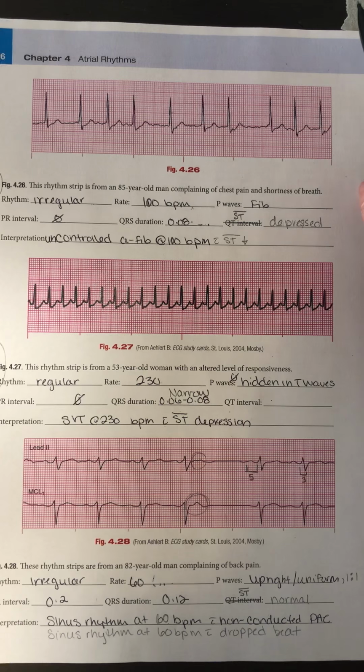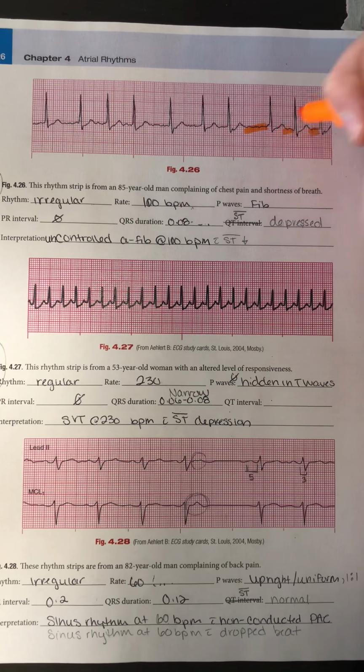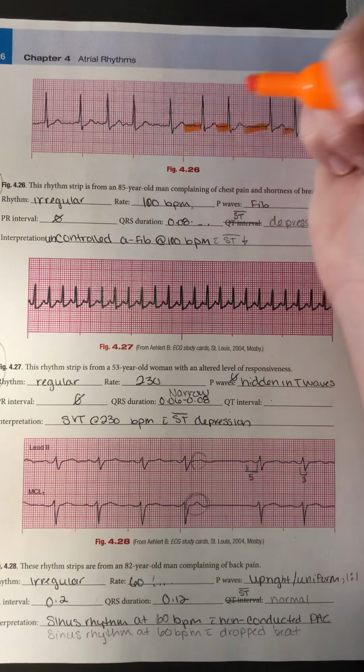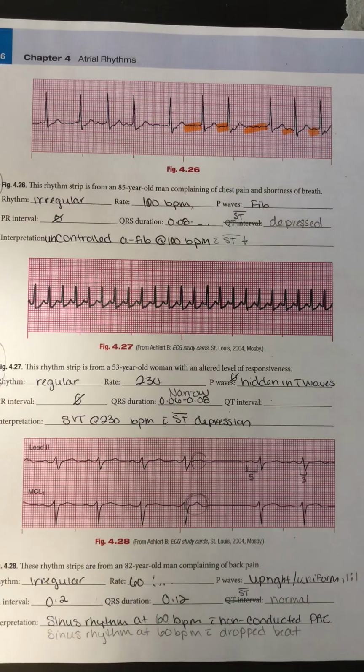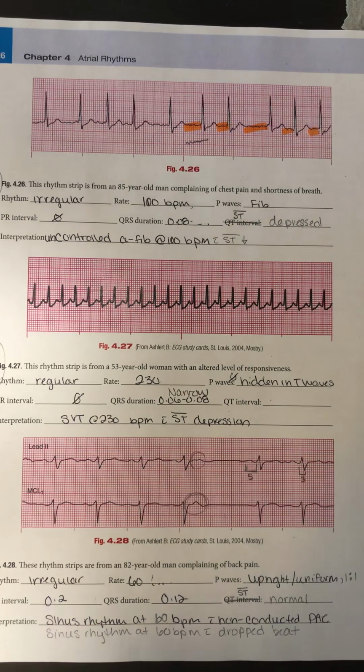Looking for my P waves, I can't really see any P waves. So we do have those fib waves, and I'll highlight some here. You can see how they just kind of look like squiggly lines, like this. And that is because the atria is fibrillating. We're having small impulses coming from all over the atria that's creating those fib waves. So we can't really measure our P waves or our PR interval.